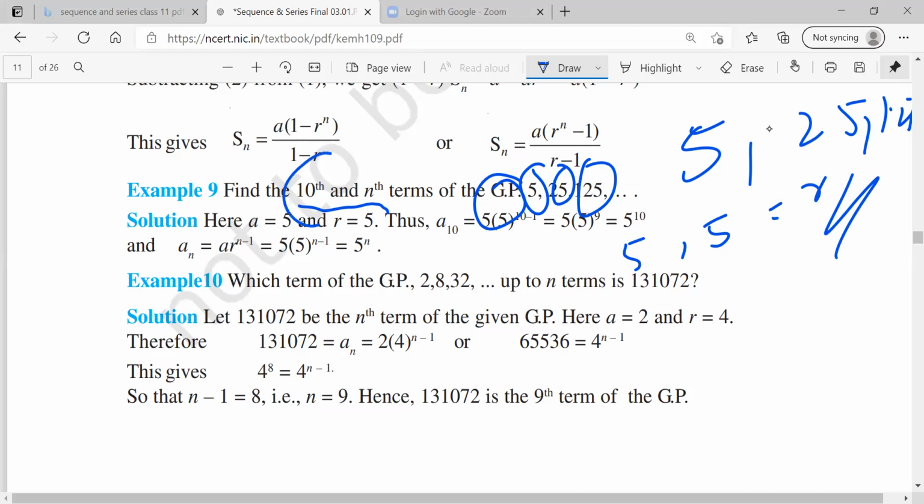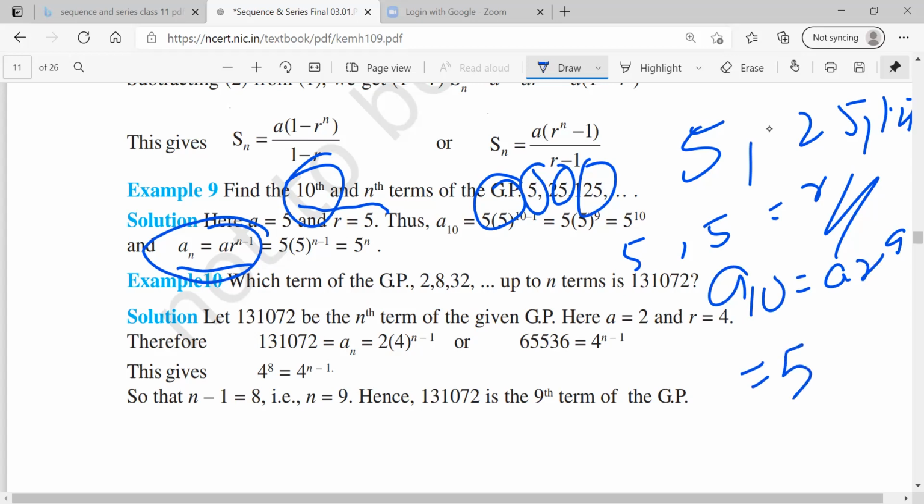We have to find the 10th term. We know the formula. What is the formula? an is equal to a r power n minus 1. Correct? So what is my 10th term? 10th in the sense a10. a10 is equal to a r power 10 minus 1, that is a r power 9. What is my a? The first term is 5. What is the common ratio? 5. So 5 power 10. That is my first answer.